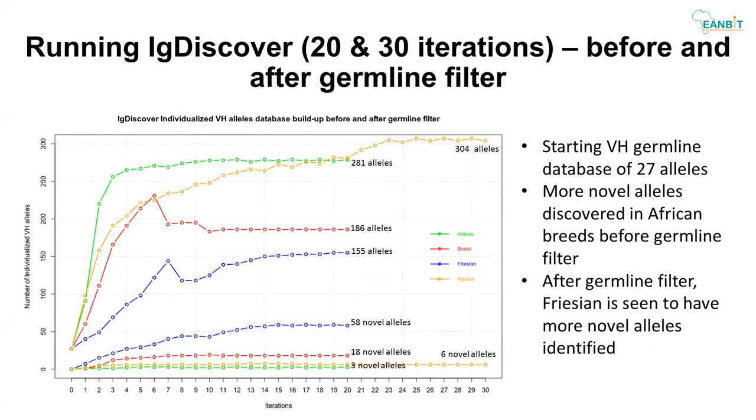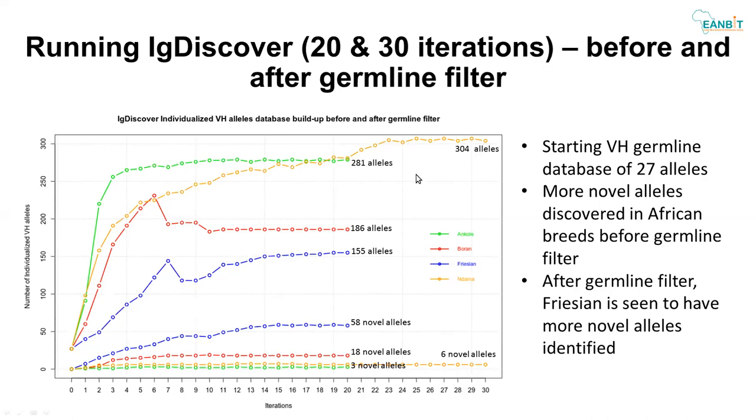So, the findings of the second objective. Because IgDiscover is an iterative process, we ran 20 and 30 iterations of IgDiscover. These additional iterations were just to reach a plateau, so that we are sure we're not discovering more novel alleles.